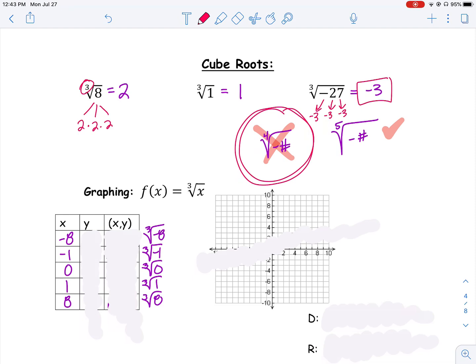There's never going to be a way that I can multiply an even amount of numbers to get a negative. But if I have a negative underneath an odd root, a cube root, a fifth root, a seventh root, then it is possible. I can figure out what number multiplied an odd amount of times to give me a negative. So negatives are okay when I'm talking about a cube root.